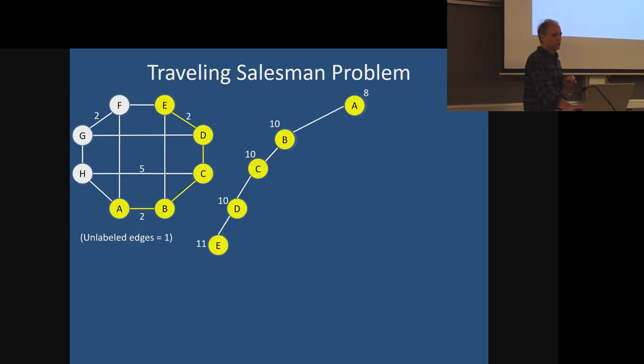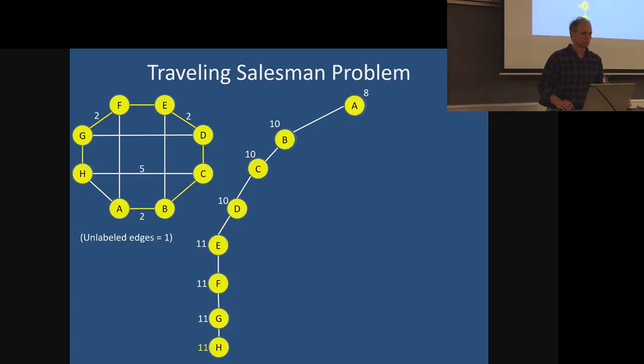Okay? If you go to E, it turns out now the bound is 11. You go to F, 11. You go to G, 11. You go to H, that's actually a solution, and it's 11. So now we have a benchmark. We have to get back to A. Hmm? We have to get back to A, right? Yeah. 11 includes the last. Well, the 11 includes getting to A.